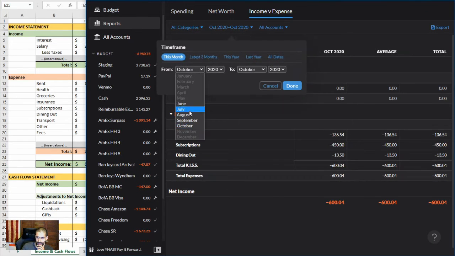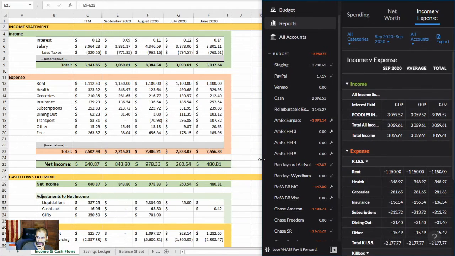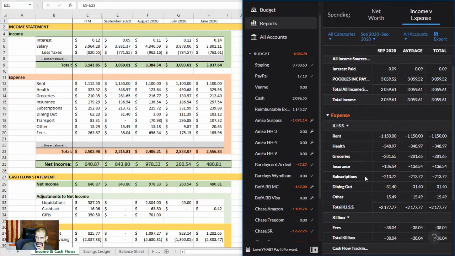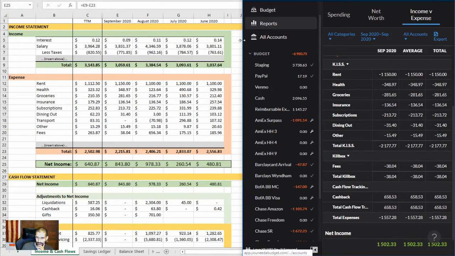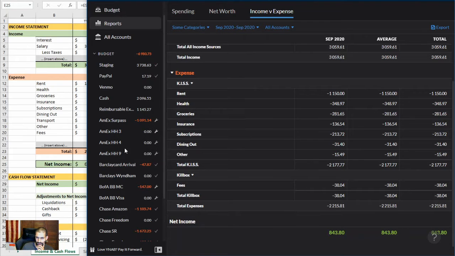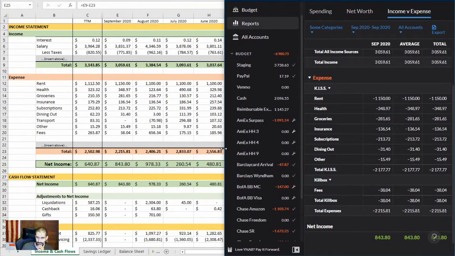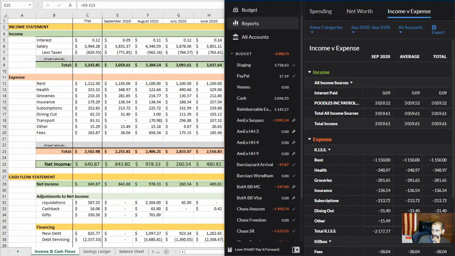Income versus expenses. We're going to look at September and just verify that. Total, it's $21.77. And that's not what we got right here, so we gotta look at that. Oh, it is what we got over here. Gotta take out the cash flow tracking category. $2,215.81. Yep, correct. And then for income, we got $3,059.61. So that's right.